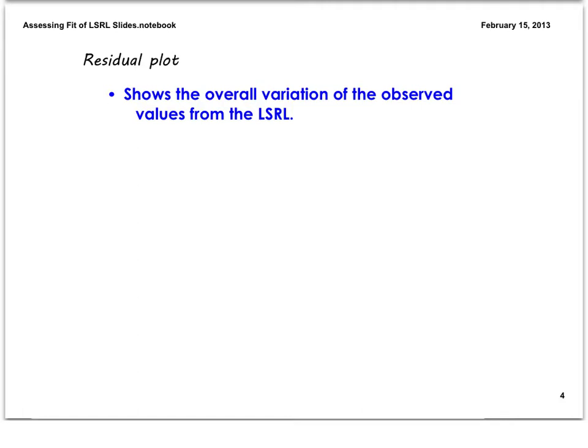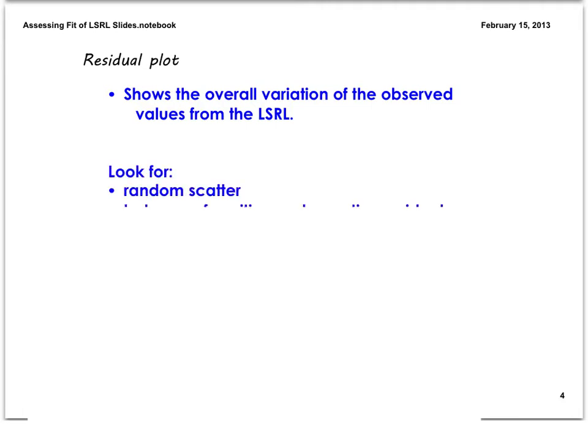When we're looking at the residual plot, there are 3 things we want to look for. First, we want to look for random scatter. It should look like paint splatter on the wall. There should be no significant pattern to the residual dots. Then we want to look for a balance of positive and negative residuals. There should be about the same number of residuals above the line as there are below the line.